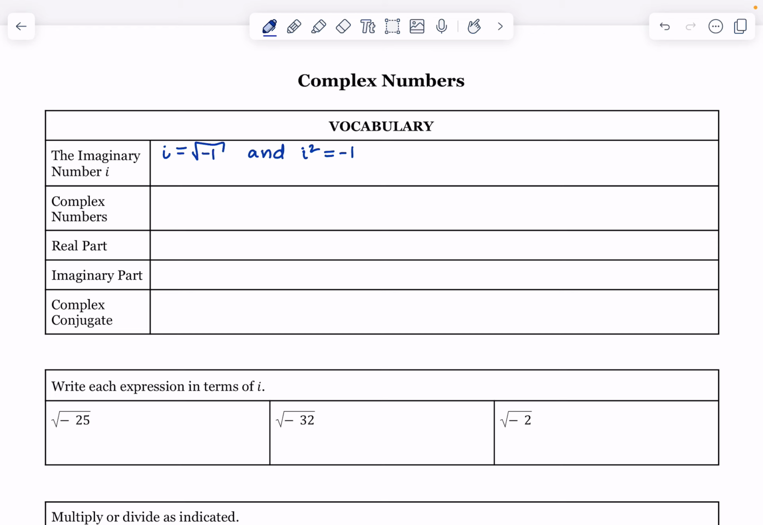Another point here is that if b is a positive real number, then the square root of -b would be i square root b. So we took that square root of -1 out and made it into an i. The other vocabulary words we'll come back to. So let's go ahead and start working some problems.